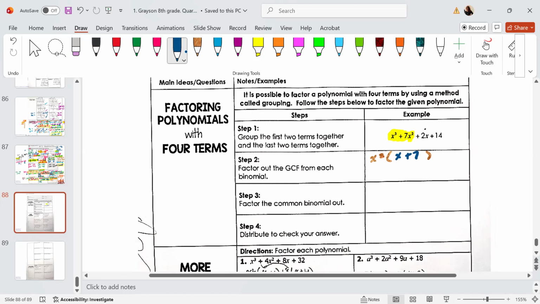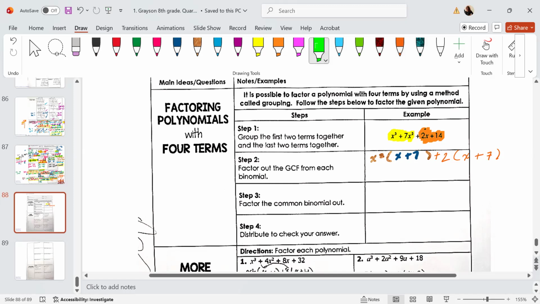We're not doing that anymore. Pay attention. Then we're going to take a look at the last term right there. Do you see that? What can you take out between the 2x and the 14? Which leaves me with, no, not 7. 2 and 14. Oh, true. Then x plus 7, right?